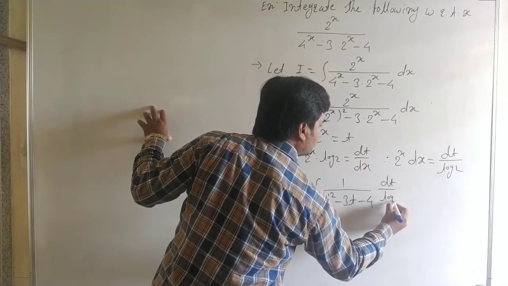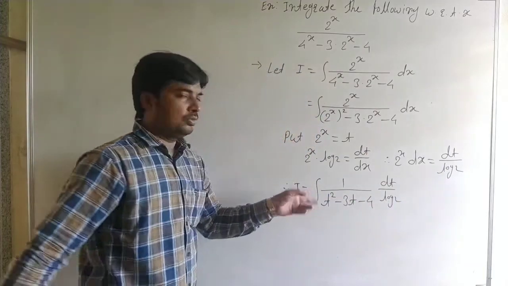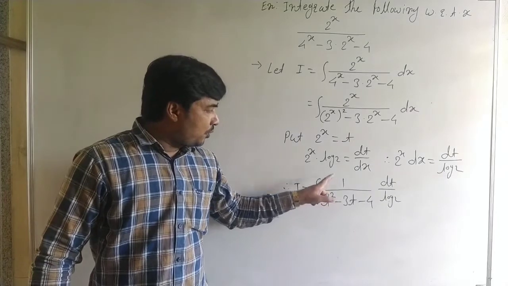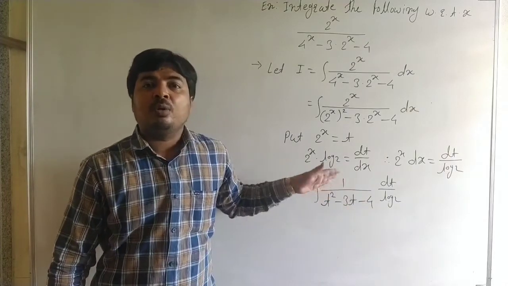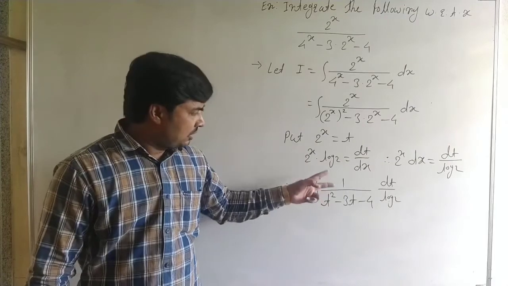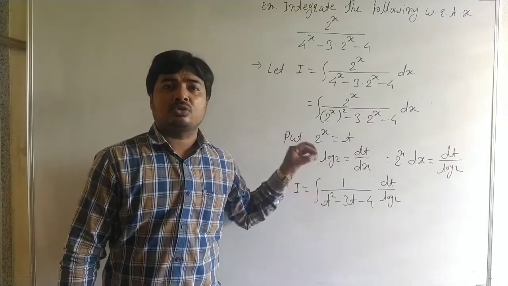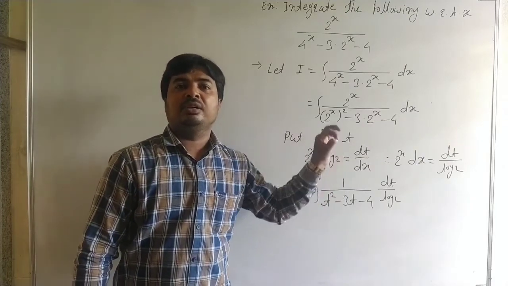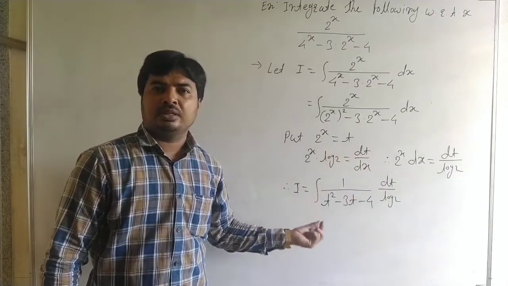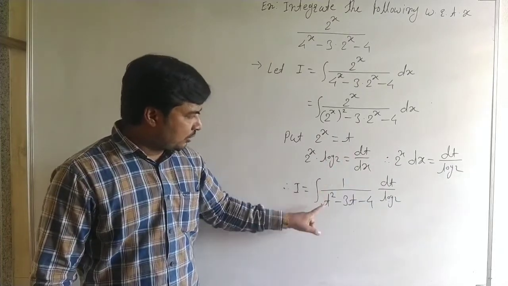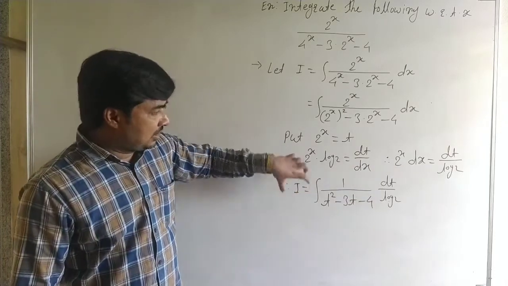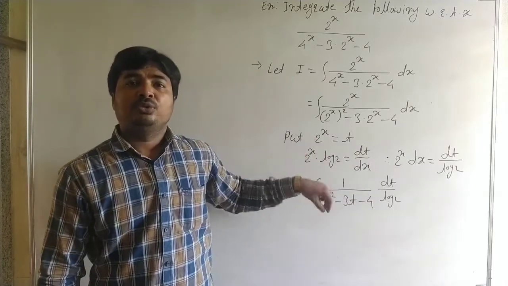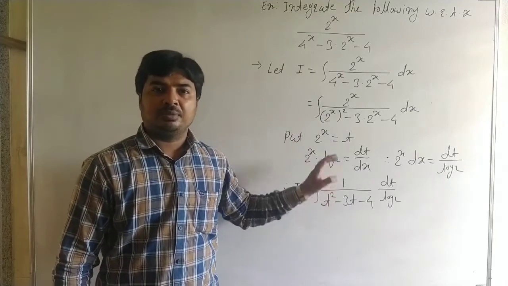Log 2 is a constant, so we can take this 1 by log 2 outside the integral. Now here 1 upon t square minus 3t minus 4 is 1 upon a quadratic function. So this example we can also solve by using the completing square method and use the special integration. Here, 1 upon a quadratic function, by completing square method we can solve it, but here we solve this example by using the integration by partial fraction.